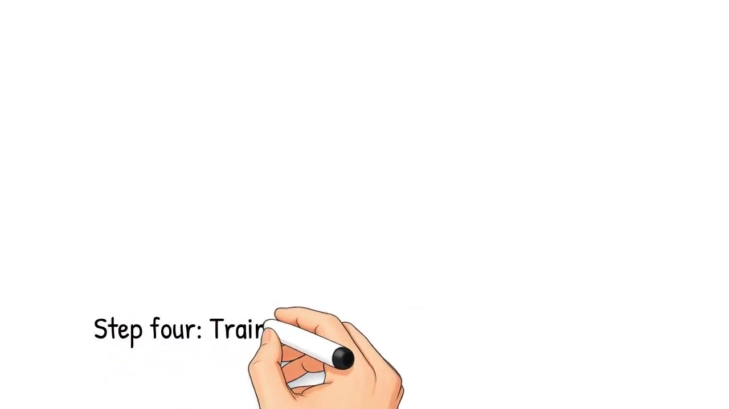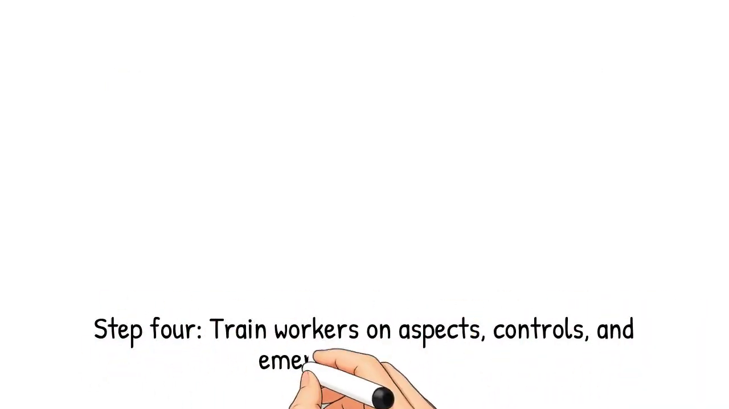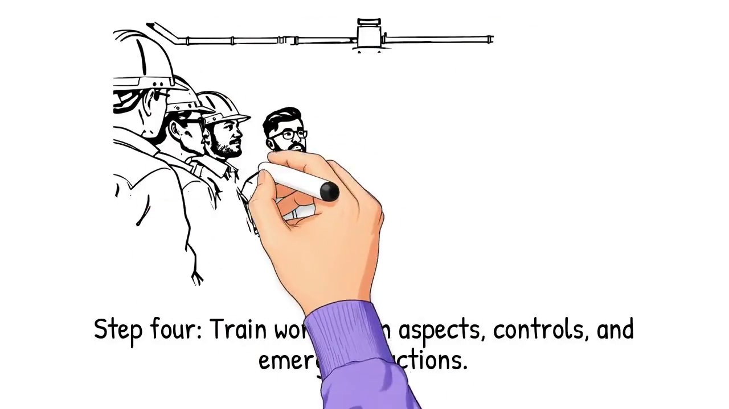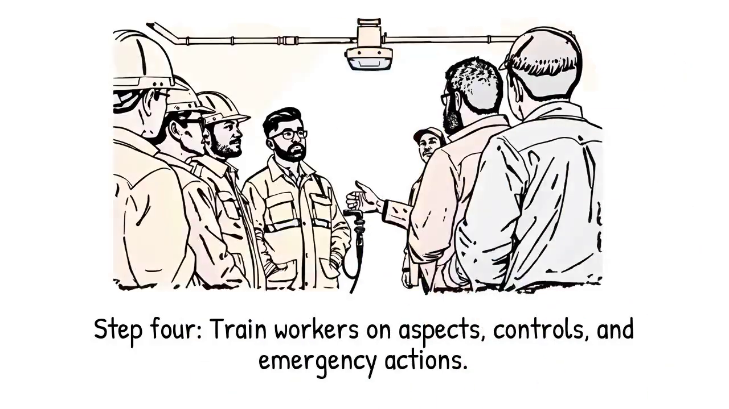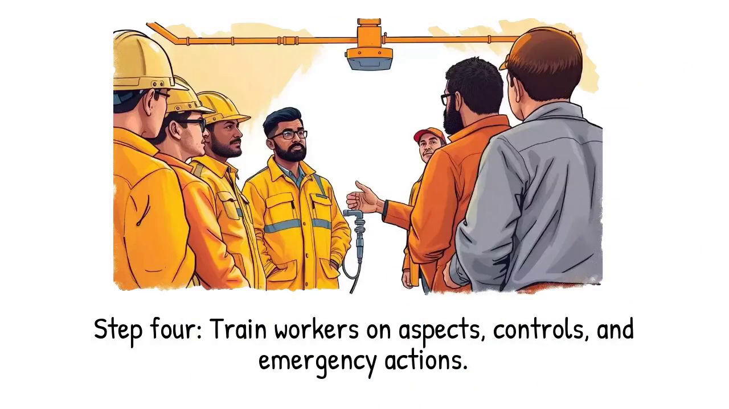The fourth step is training. Workers must understand environmental aspects and their responsibilities. For example, operators must know how to prevent spills, maintenance teams must know how to handle waste oil, and supervisors must know how to respond to emergencies. Training ensures that everyone contributes to environmental protection.